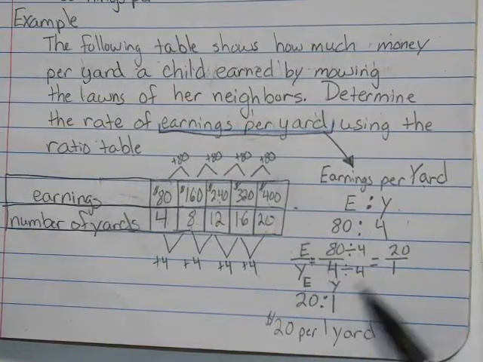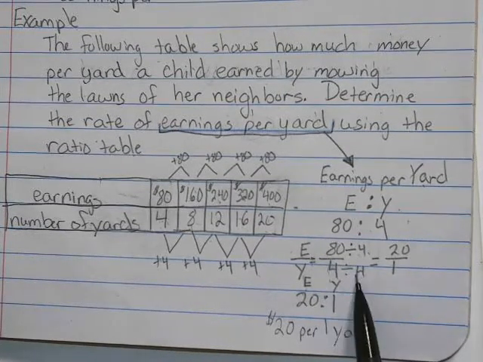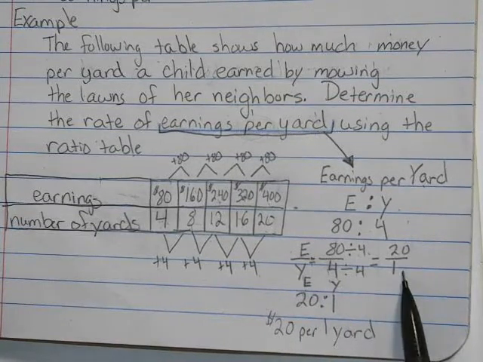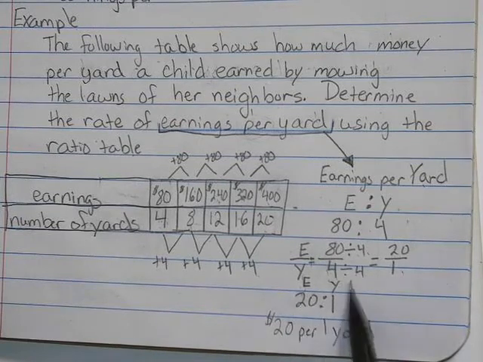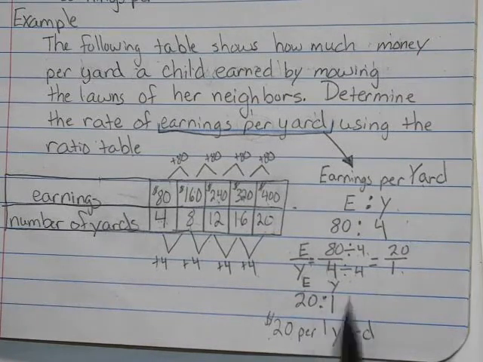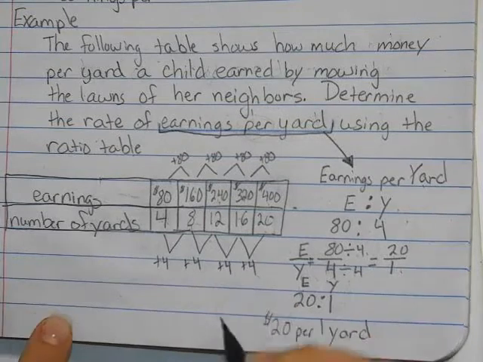My greatest common factor for 80 over 4 is 4. 80 divided by 4 and 4 divided by 4 would give me 20 over 1, which is the ratio 20 to 1, earnings to yards. And my unit rate then is $20 per 1 yard, just restating what's already in my ratio here, but using the correct units of measurement.